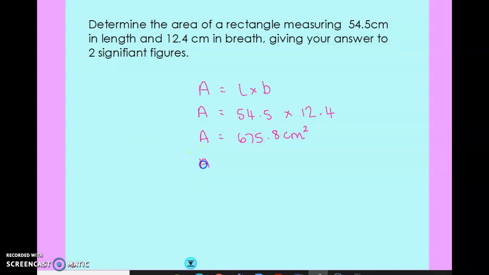Final answer, we want 2 significant figures. So there's my 2 numbers. I've got 6, 7. After the 7 is a 5, so that's going to push that up to 6, 8. I've got 1 extra place before the decimal point, so I want to fill in that with a 0. That's to 2 significant figures.